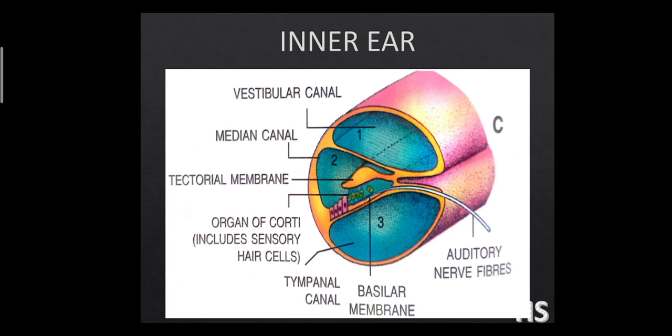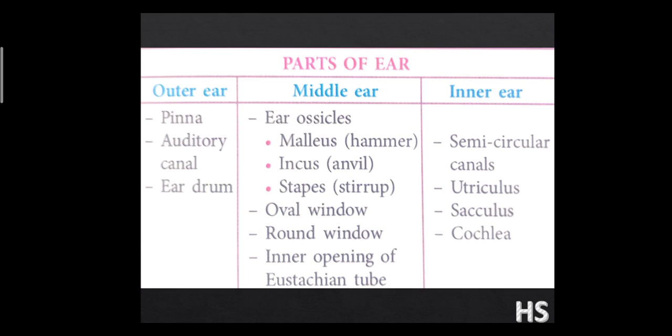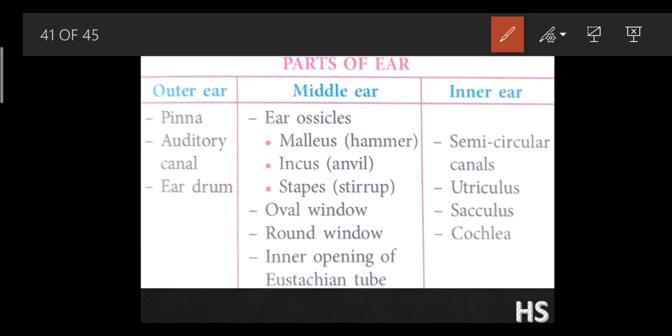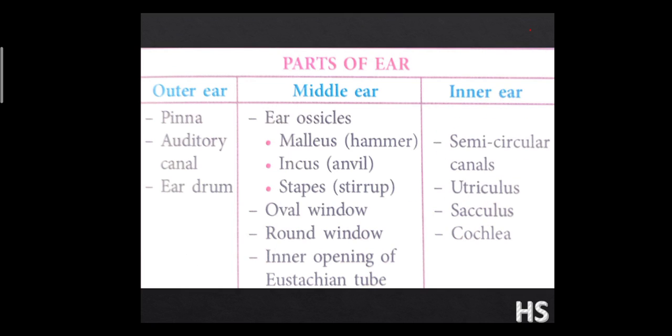Now the second one. See, we have discussed each and everything, but we are left to discuss the semicircular canal. What is this semicircular canal? We have discussed the cochlea. The utriculus and sacculus come under this semicircular canal. What do we mean by the shape called semicircular? Semicircular means half circle. It is the shape of a half circle.